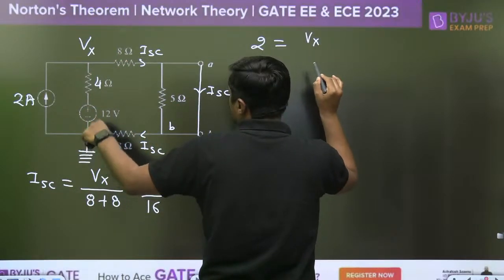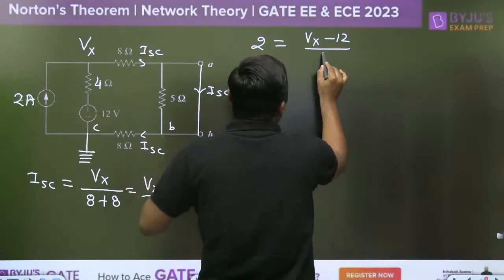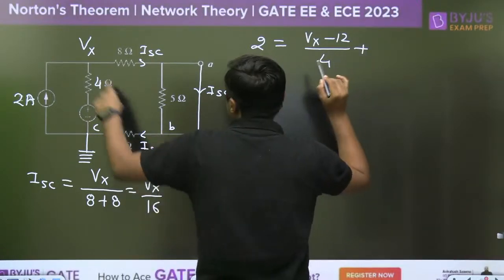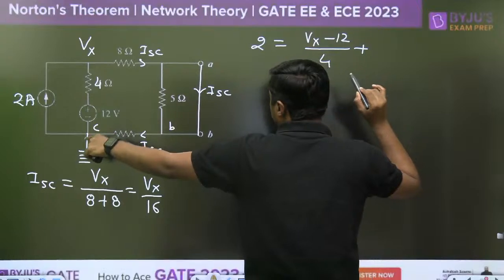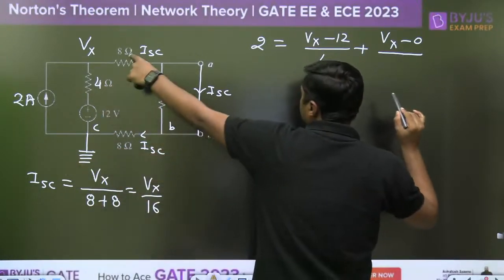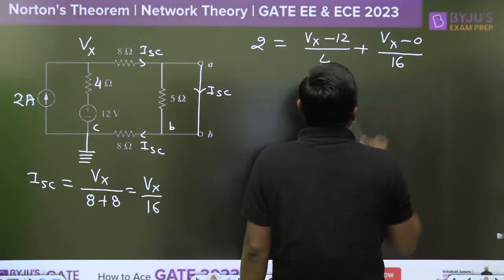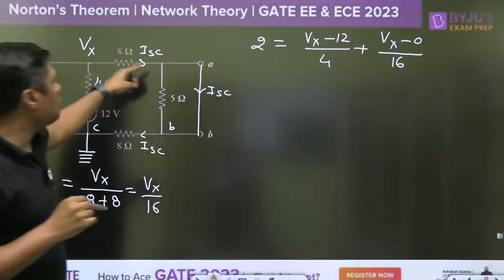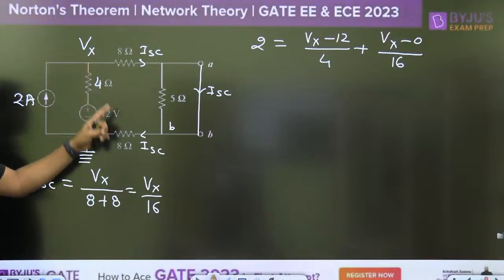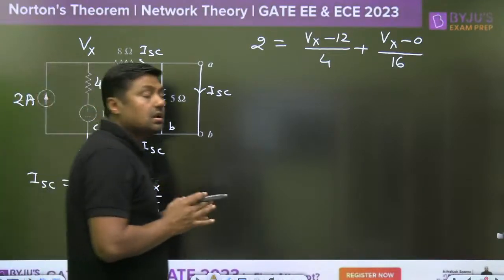What is the outgoing current? Vx minus 0, that is Vx minus 12, divided by 4 ohm, plus Vx minus 0. Directly you can apply Vx minus 0. How many resistors? 8 plus 8, 16. Right? Or you can directly write what is the outgoing current? ISC. And what is the value of the ISC? Vx upon 16. Directly you can write like this.